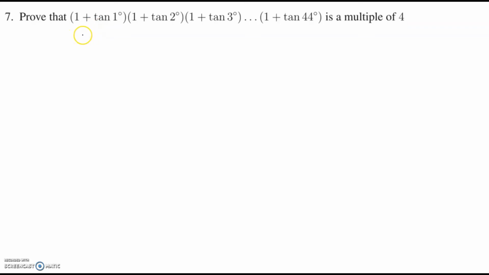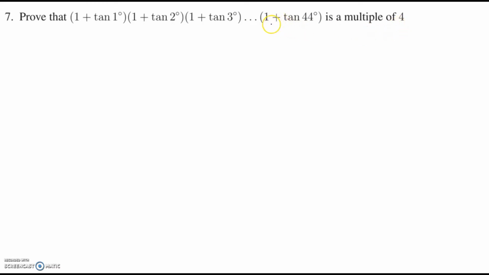In this video, we will solve further problems from exercise 3.5. Question number 7. Prove that (1 + tan 1°)(1 + tan 2°)(1 + tan 3°) and so on up to (1 + tan 44°) is a multiple of 4.